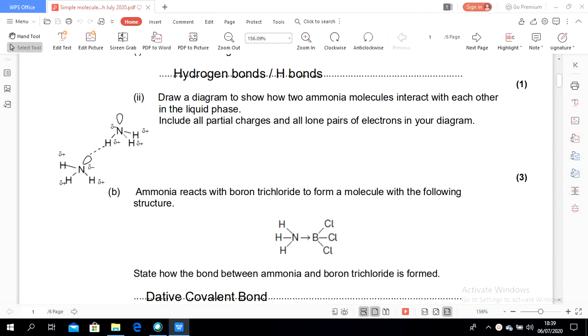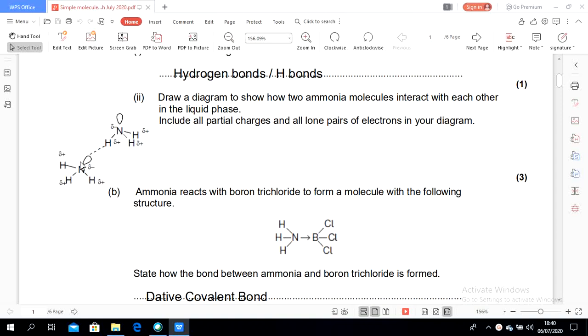Let's continue the discussion of the classwork worksheet. Yesterday I gave a classwork worksheet for these simple molecules. Yesterday all of you already answered number 1. Now number 2. Number 2 is drawing the interaction between two ammonia molecules to show the hydrogen bonding.